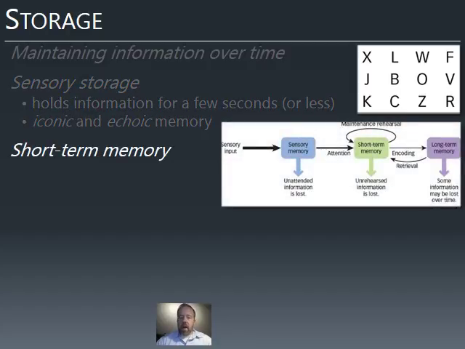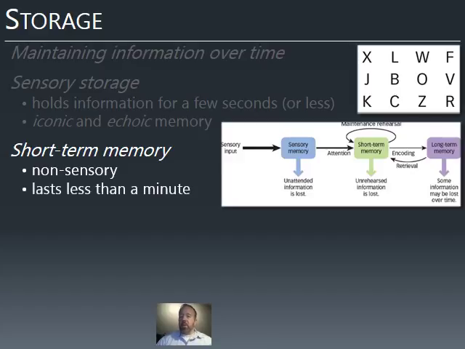Short-term memory lasts a little bit longer than sensory storage does. So short-term memory is non-sensory. It does not depend on any particular sensory system. And this is, again, after encoding happens, to where now this information can be moved around, it can be manipulated, it can be stored. Now, short-term memory is just what it sounds like. It is short-term. It lasts less than a minute. In fact, studies suggest that it lasts perhaps up to 20 seconds.